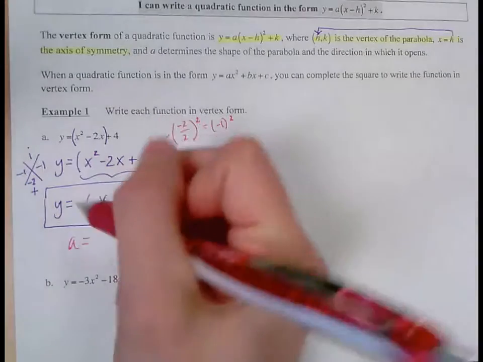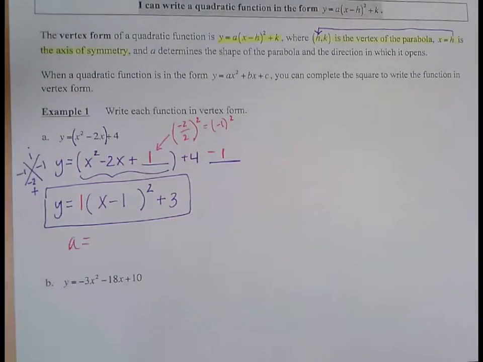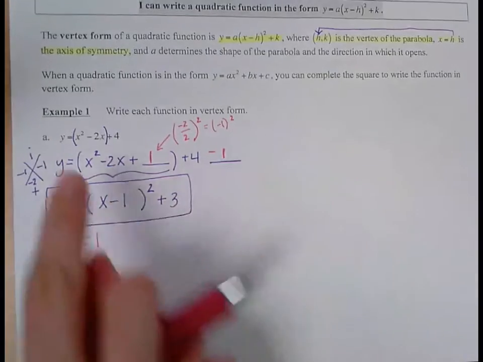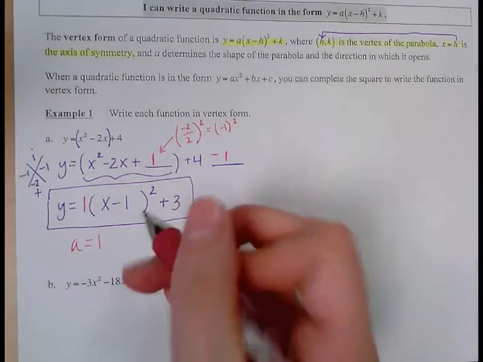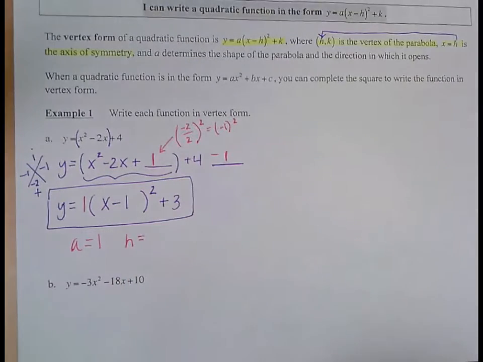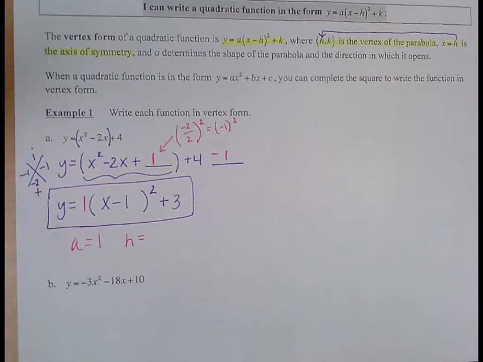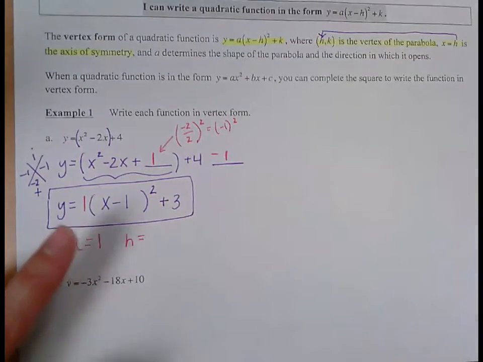I heard somebody say 1. There's a 1 in front of that x minus 1 squared, so a is 1. Notice in your standard form, a was also 1, so the a value doesn't change. What is the h value? Not negative 1, you're in the right spot. Not negative 2. Positive 1, yes.